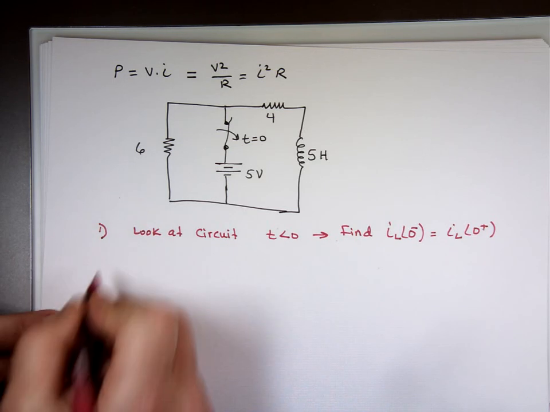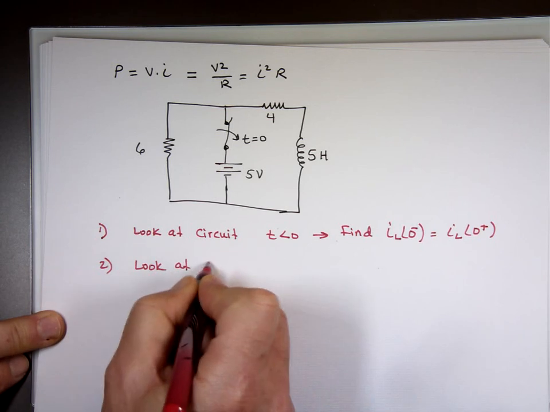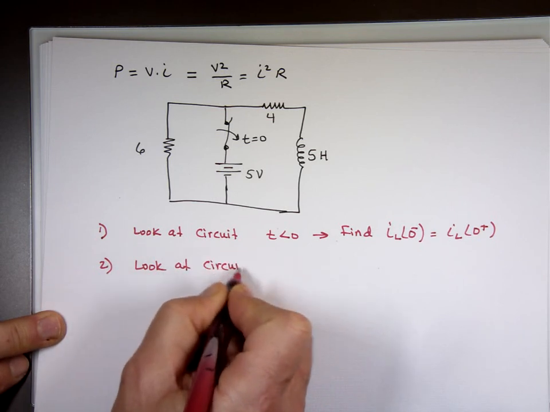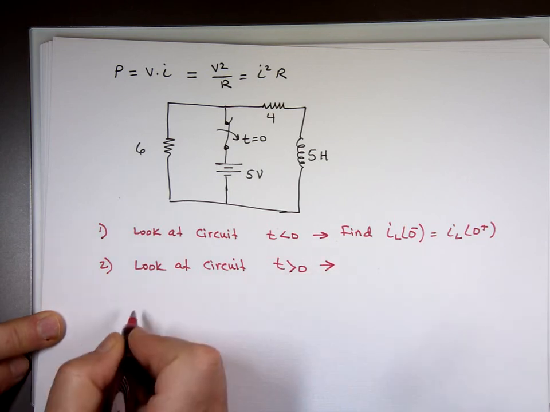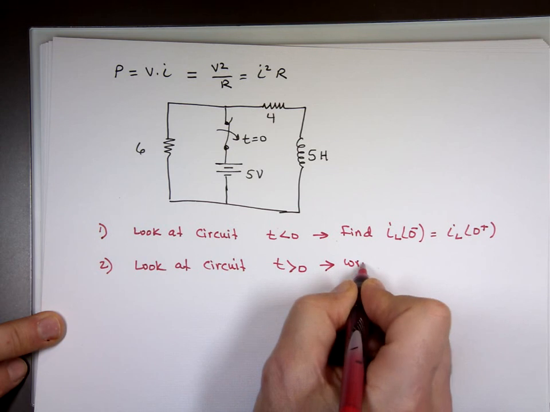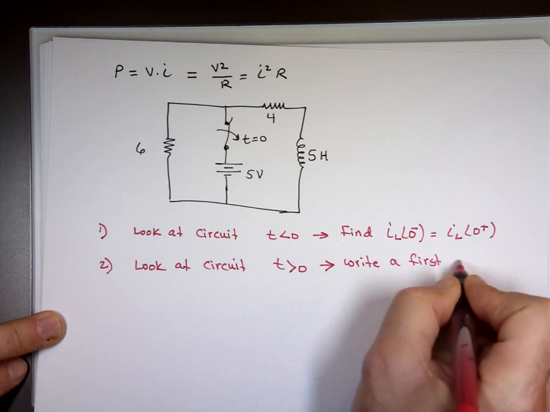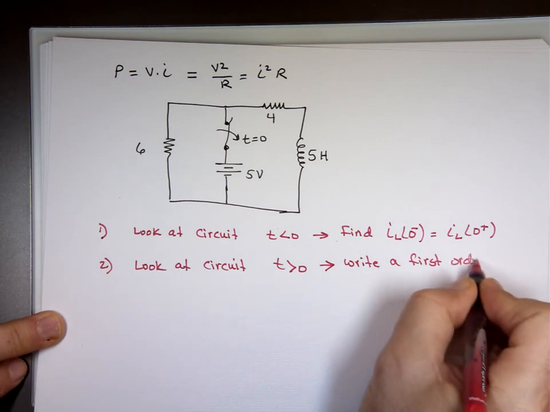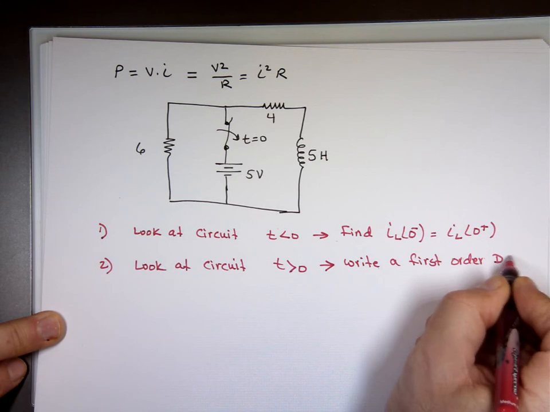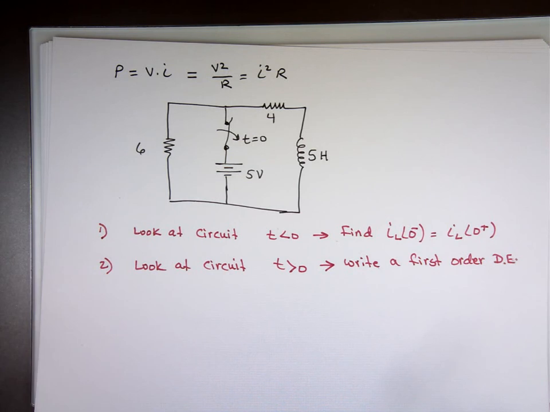Then we're going to look at the circuit for t greater than 0 and write a first order differential equation. First order means you only have one derivative, not a second derivative. Write a first order differential equation, an equation that has a first derivative in it.